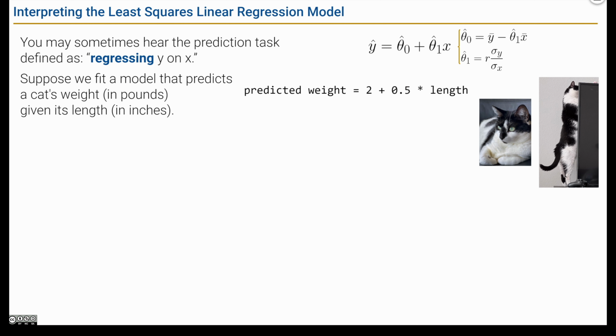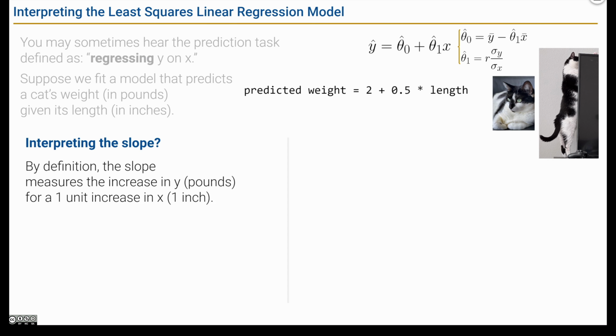So suppose that this is the equation we get out at the end, that the predicted weight is 2 plus 1/2 the length. This is just a made up model. How can we interpret that 1/2? So let's think of it in terms of units. It's measuring the increase in y for a unit increase in x, right?